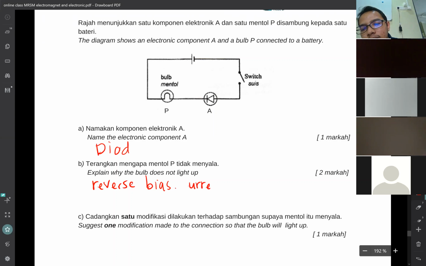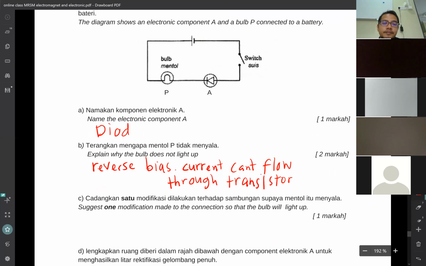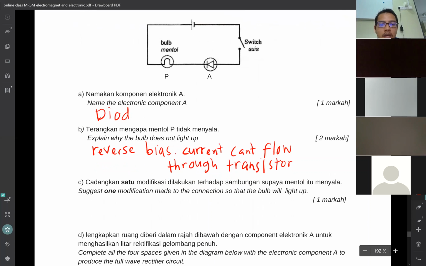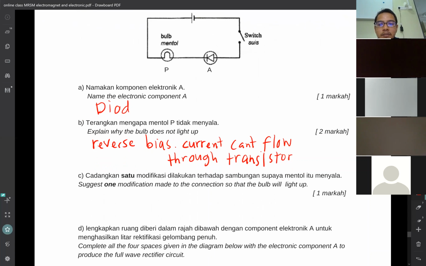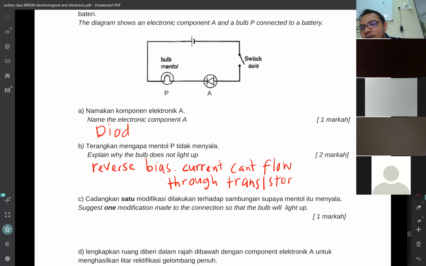Current can't flow through transistor. Tak boleh lalu transistor. Okay. Suggest one modification made to the connection so that the bulb will light up. Sorry. Diode. Touch. Thank you. Saja je cikgu test. Tengok perasan ke tak. Okay. It's diode. Okay. Saja test. Alright. Reverse bias. So current cannot flow through the diode.